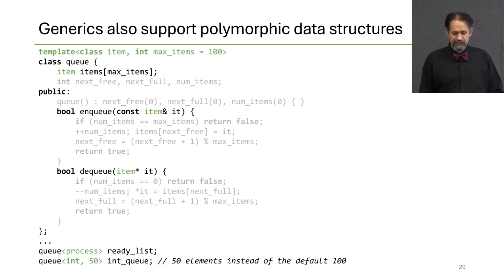We can later declare a queue of processes, or we can declare a queue of integers, and we can even override the default max items of 100 to store at most 50 items in our int queue.